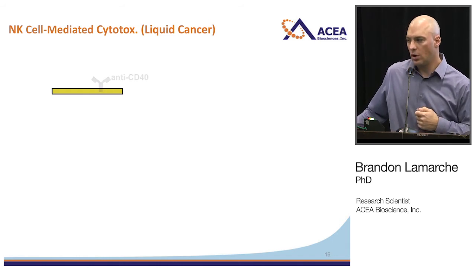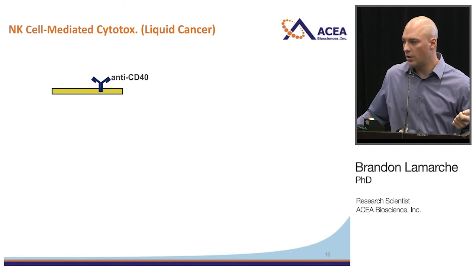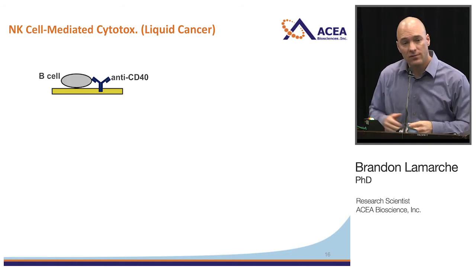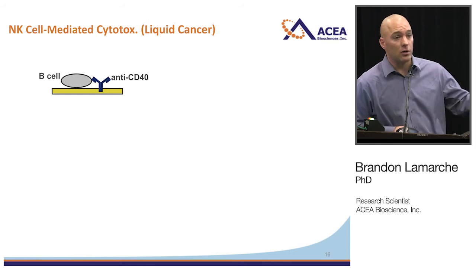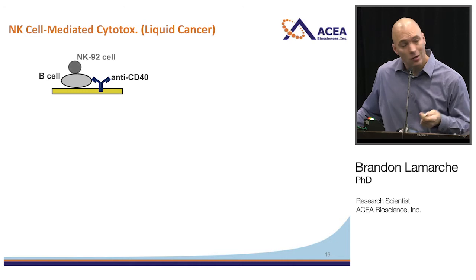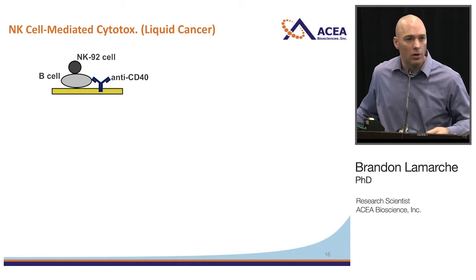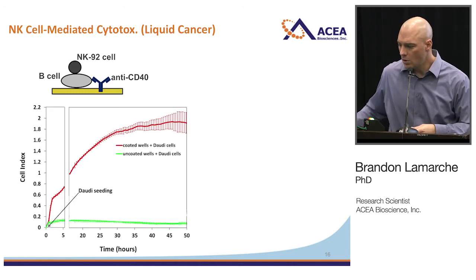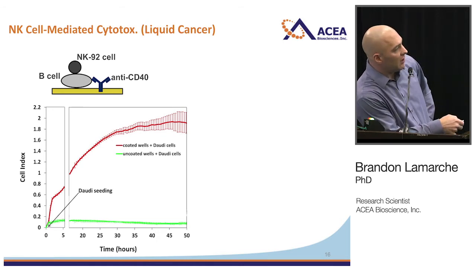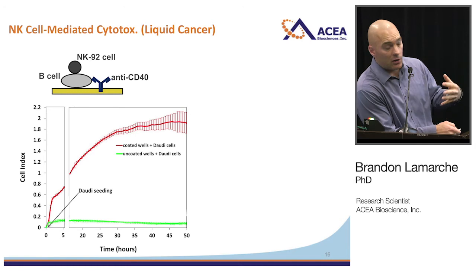And so the way that this works is that we coat the electrodes with an anti-CD40 antibody, and then this allows for us to tether B-cells that are expressing the CD40 protein on their surface. You can then add on top of this the effector cells and monitor the killing process. What I'm showing here is a set of controls. In red are Daudi, which is a B-cell line.